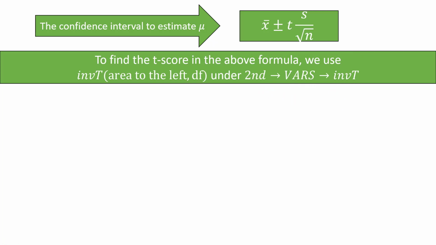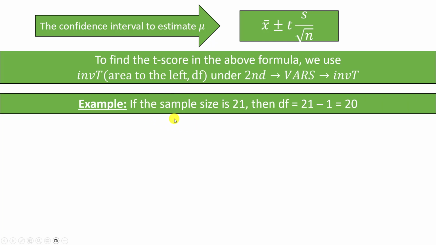To use this function, we need two inputs, what are called the area to the left and the degrees of freedom. Let's look at an example. Let's say that the sample size is 21, which would mean that our degrees of freedom are 21 minus 1, which is equal to 20. Let's also suppose that we are using a 95% confidence interval.